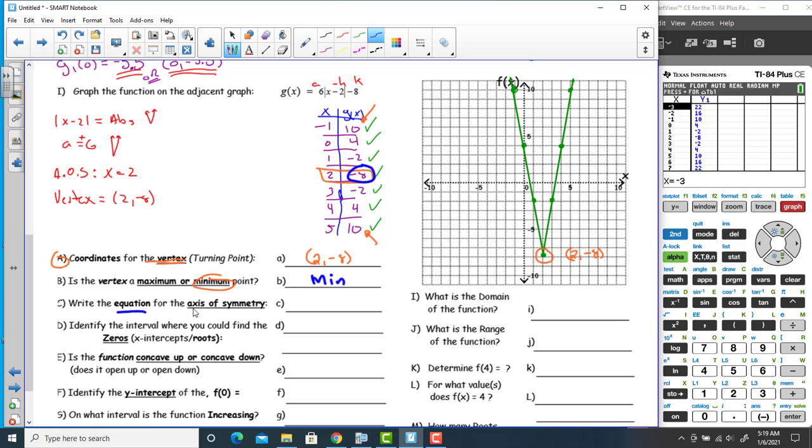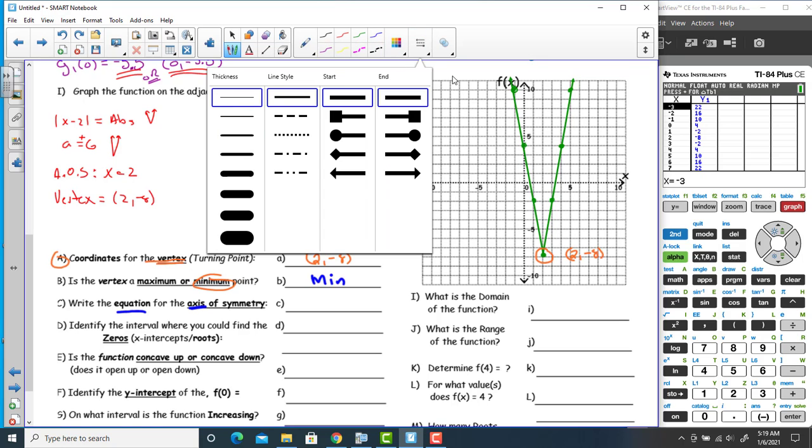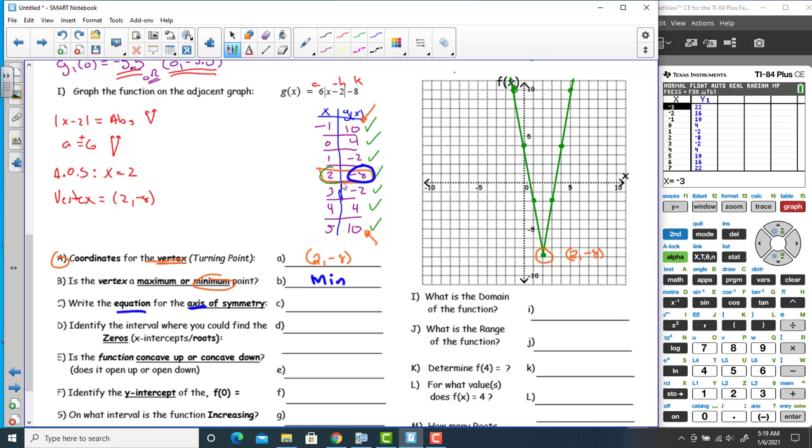The equation for the axis of symmetry allows us to know when the vertex occurs, and it's always equivalent to the x value of the vertex. So we could either look in our table of values and notice that at time 2 the relationship measured -8, or we could look on our graph and see that 2 moments of time from now the relationship is at its lowest point. So the equation for the axis of symmetry is x = 2.